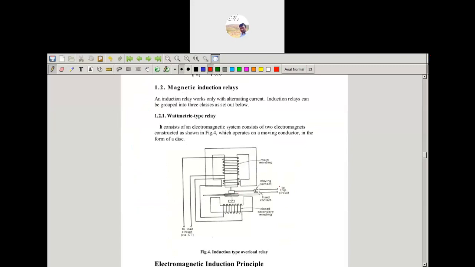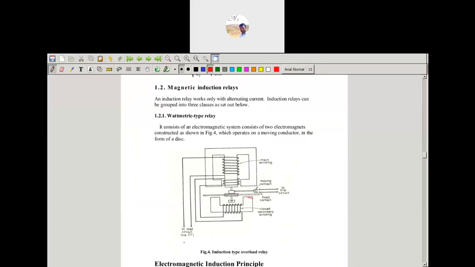Here we have the circuit, and the moving contact we are seeing, and you have the two coils: a main winding and a closer winding. The moving contacts are placed on the disc, and the fixed contacts are placed here. You can see these are the fixed contacts. So this is the closed circuit.